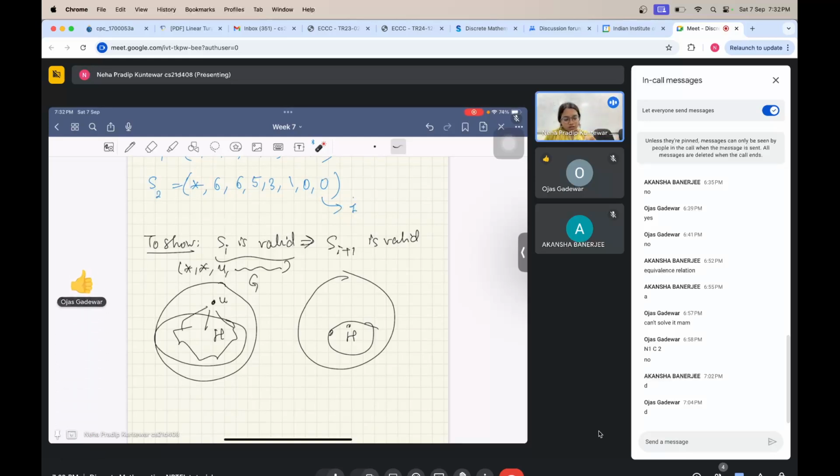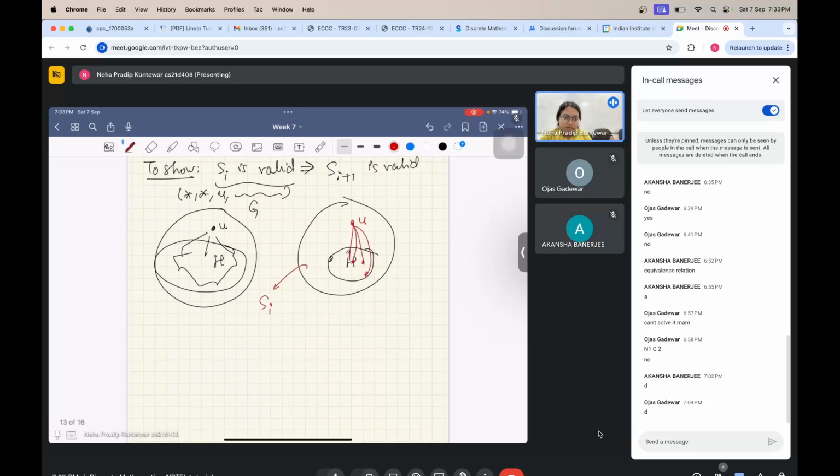Okay, and similarly, if you want to go the backward direction, you have a valid subgraph edge, and now you're going to add a vertex u. Now you're going to add a vertex u to the higher degree vertices in the edge. Therefore, that would give you the corresponding degree sequence for Si.